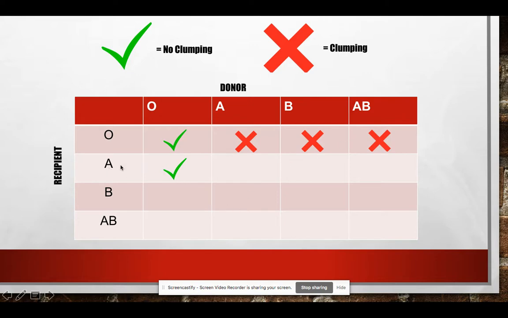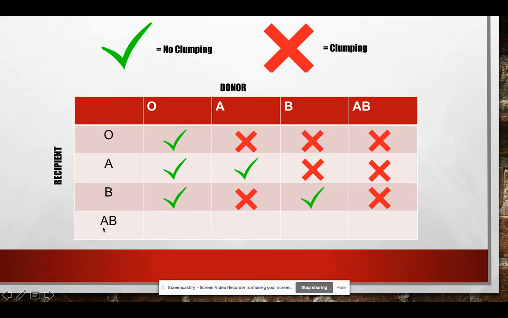Type A blood can always accept O because there are no antigens here for it to react to. It can also always accept its own type back. However, it cannot accept anything with a B antigen. So these two options are out. Similarly, B blood can also accept O because of the lack of antigens. It cannot accept A. It can accept its own back. And it cannot accept AB blood because of that A antigen.